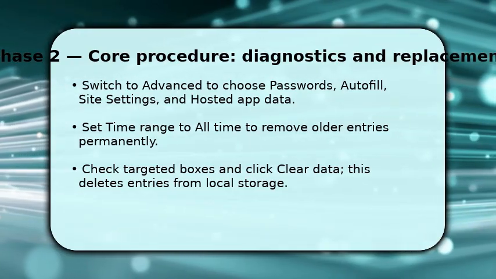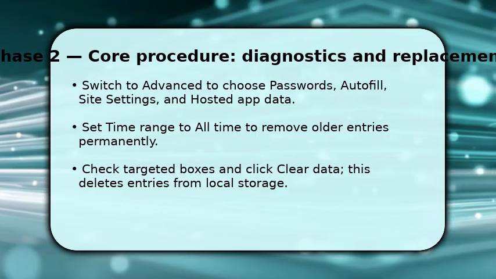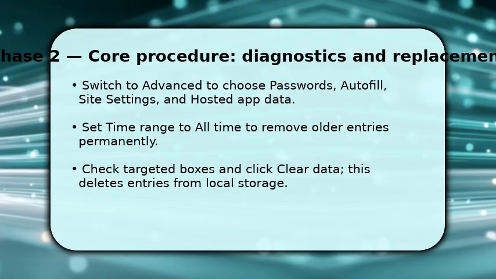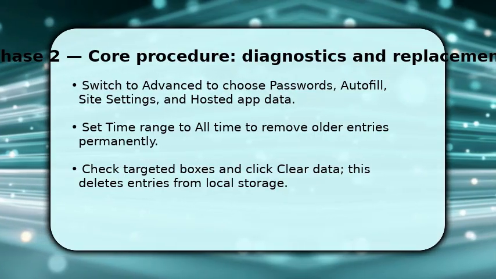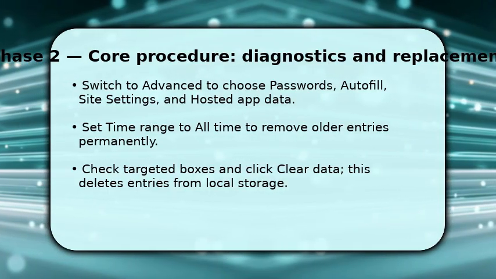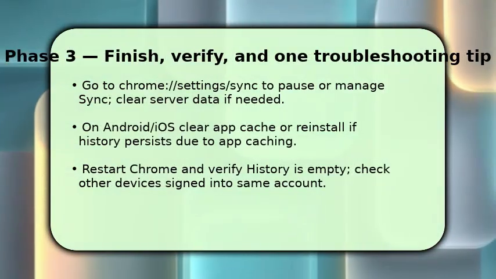Click Clear Data and wait. Larger histories can take a few moments. Make sure sync is off or handled properly first, because Chrome's sync will re-upload history from other devices unless you clear those devices or finish by addressing sync and server-side copies.